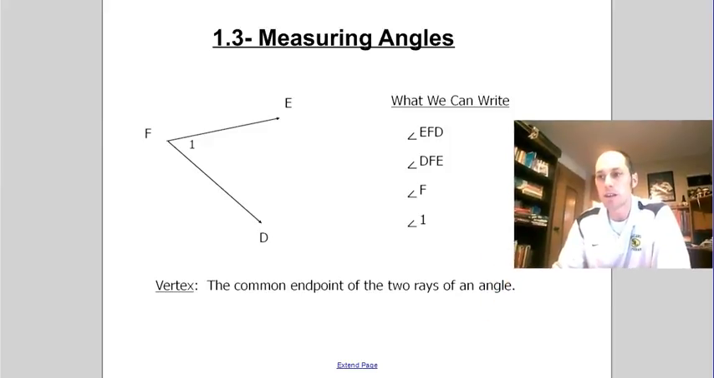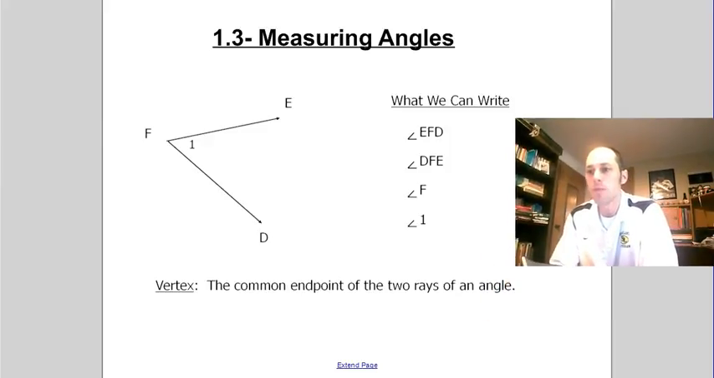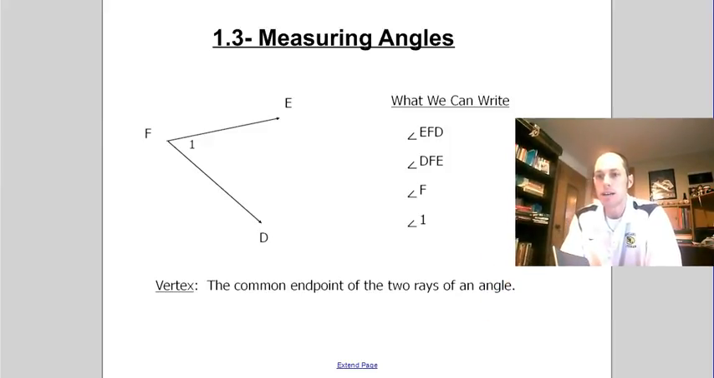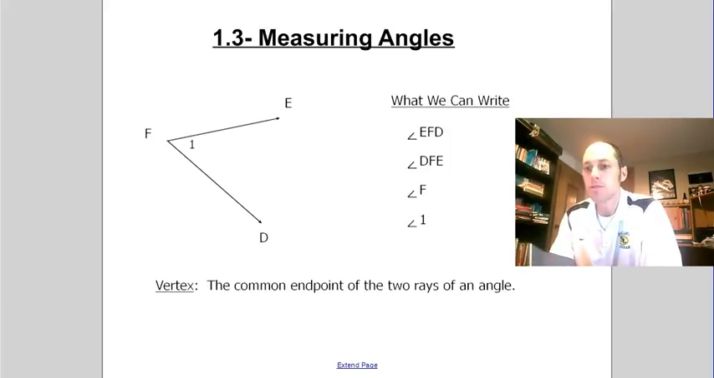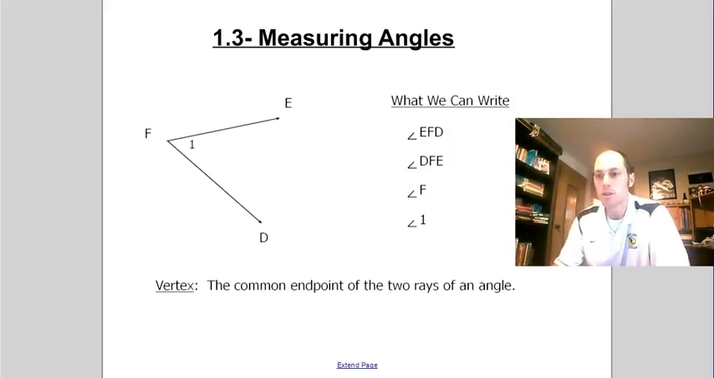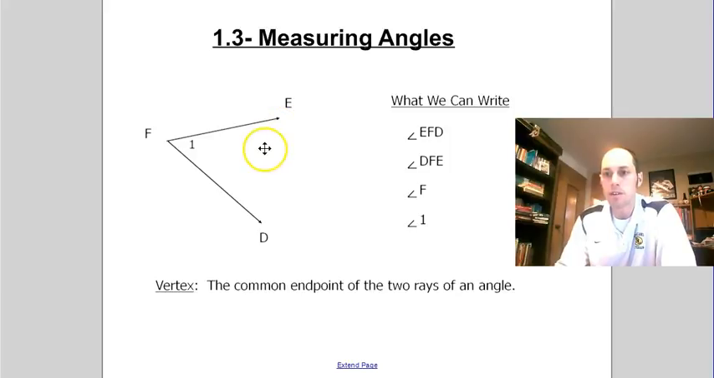Let's first start out with how we label and write angles. Angles are made up of two rays. The vertex is the common endpoint of those two rays. So I've got ray FE and ray FD. They're not opposite rays because they're not going in opposite directions, but they share that common endpoint. We call that endpoint the vertex.